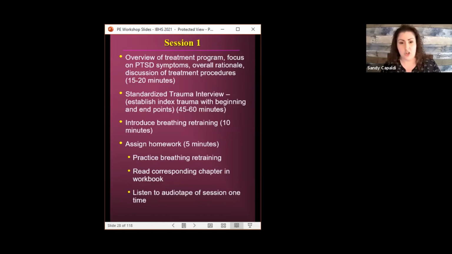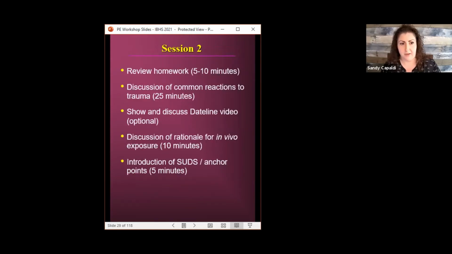Now, session 2 is a very busy session. There's a lot going on in session 2. Sometimes people new to PE will break it up into 2 sessions. The VA does this regularly. They'll do a session 2A and a 2B. In session 2, first thing we do, as in all the rest of the sessions, is review their homework.